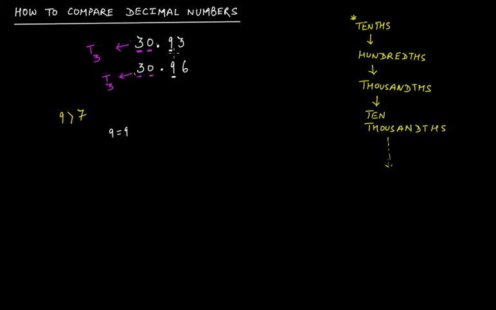What next? Move towards the hundreds place value. This place value will then decide if it can. So at the hundreds place value, we have 3 in this case and we have 6 in this case. Of course, 6 is greater than 3. Therefore, this number is going to be the winner.